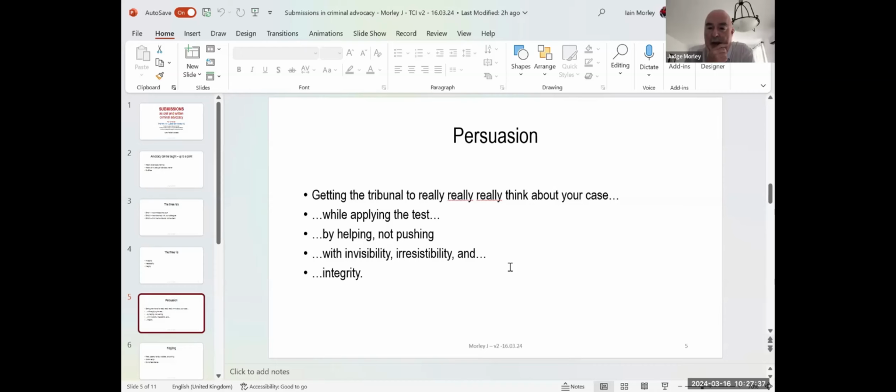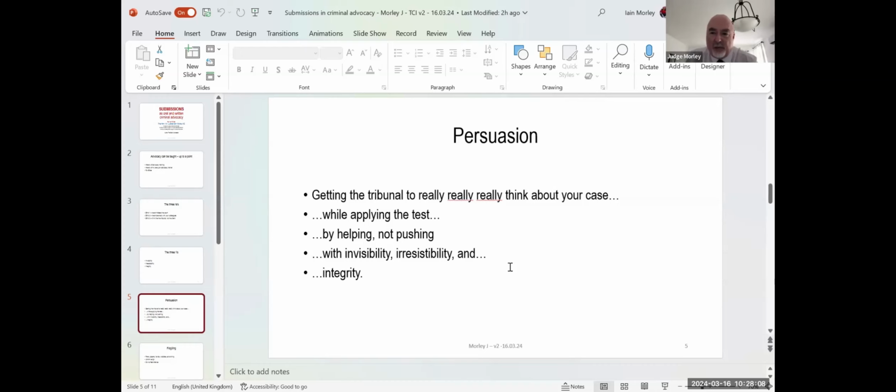And what you're doing always is you're applying the test. What's the test? Well, if you're in criminal work, prosecuting, the test is you have to prove your case beyond reasonable doubt. You have to make the tribunal sure. And if you're defending, you're raising reasonable doubt. You're exploring weaknesses in the Crown's case, which prevents them from being able to prove the case so that the tribunal is sure. So you are weighing everything you do against the test.